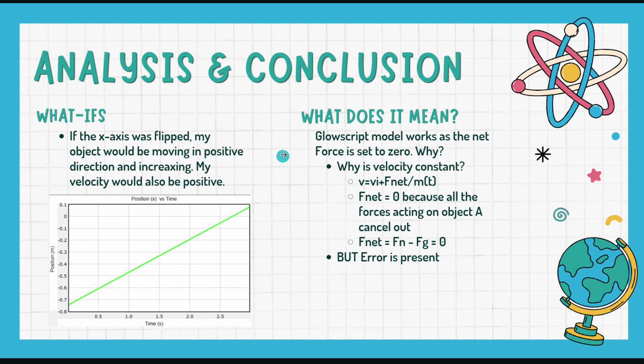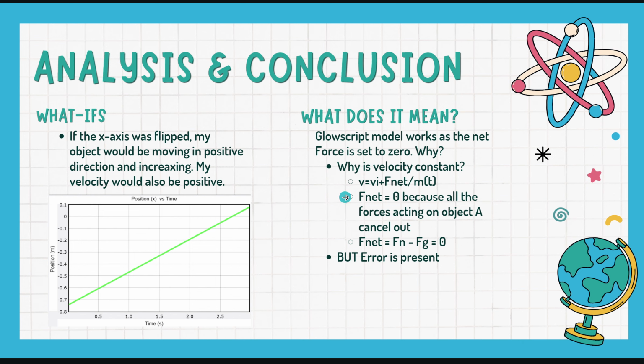And so what does all of this mean? Let's put it all together. So our GlowScript model works because the net force is zero. Why is the velocity held constant? Well, we can see it demonstrated in our velocity update formula, where if net force is zero, then velocity final is going to equal velocity initial. It's not going to change.